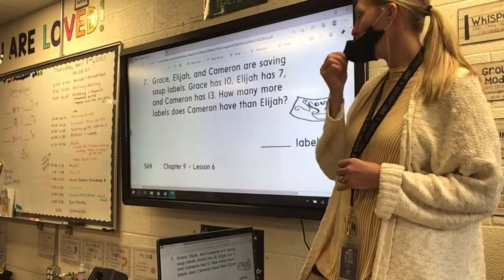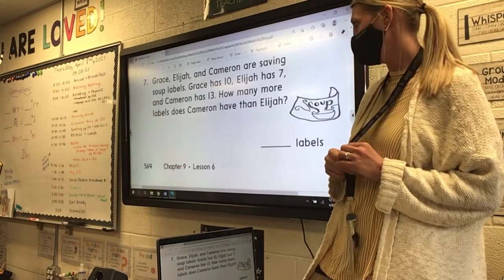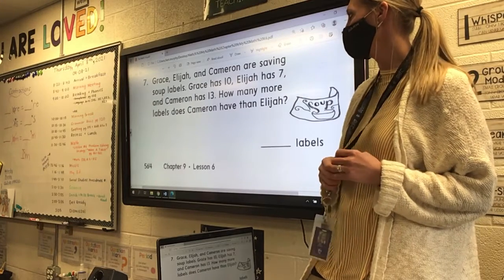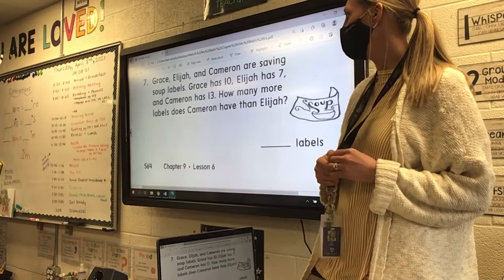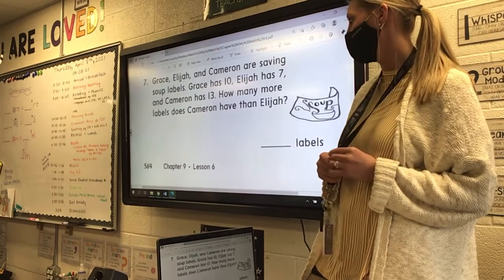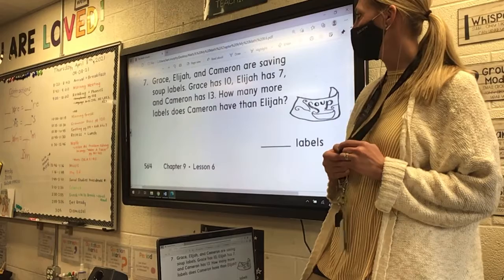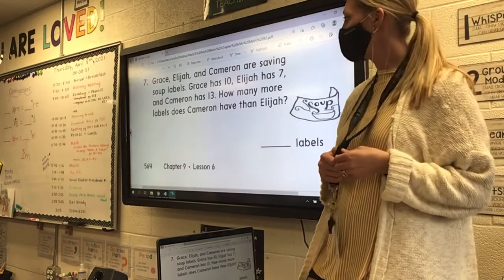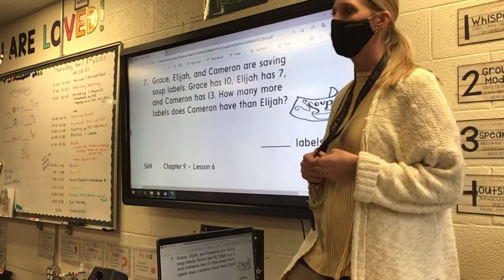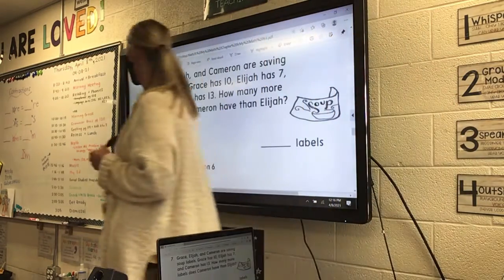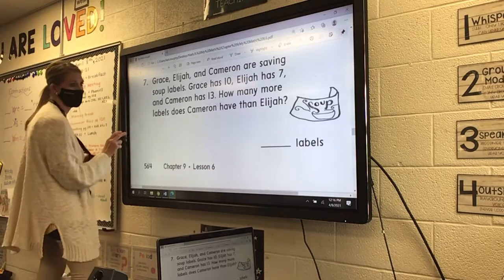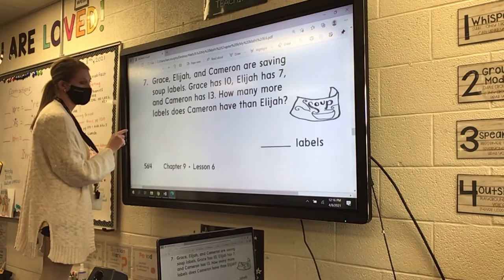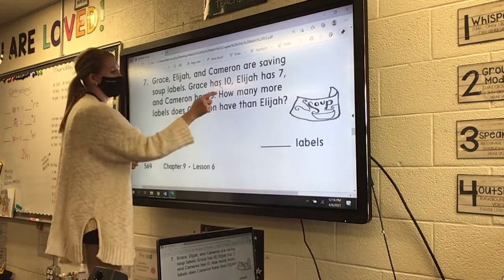It says Grace, Elijah, and Cameron are saving soup labels. Grace has 10, Elijah has 7, and Cameron has 13. How many more labels does Cameron have than Elijah? So on this one, we don't have to make a table. Let's look at our question. Who can find our question? Tina, what is the question? How many more labels does Cameron have than Elijah? Good. So that is what we're trying to figure out.